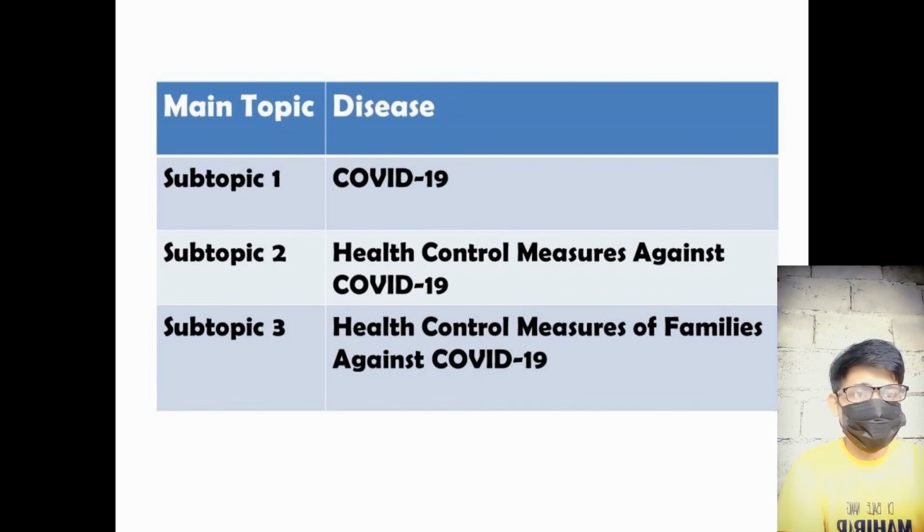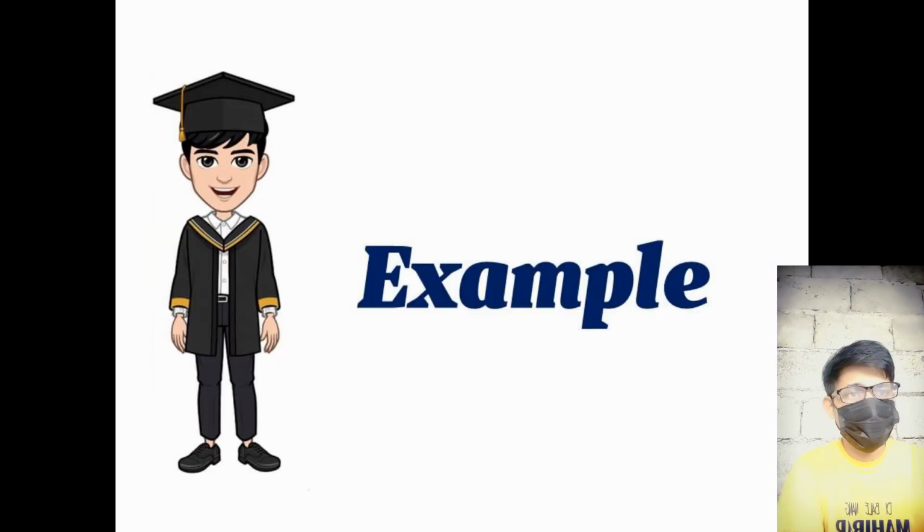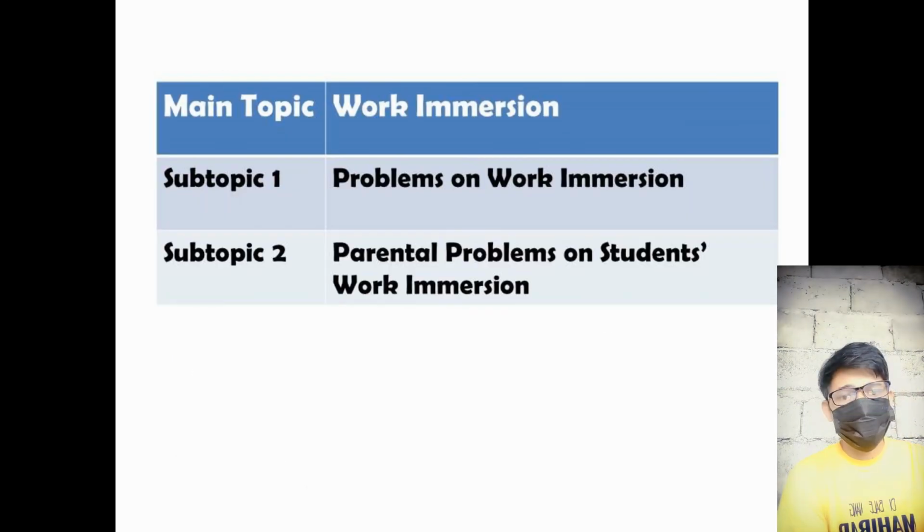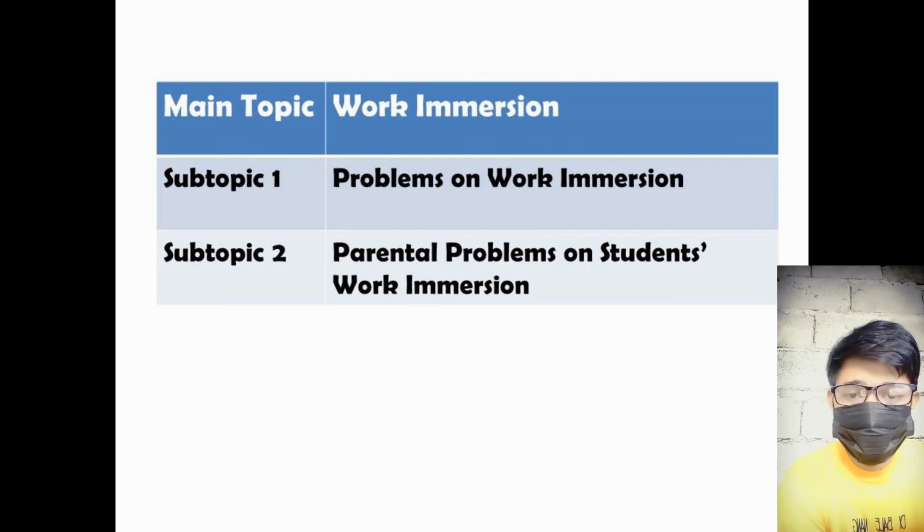Okay? And so we have here another example. Your main topic is about work immersion, and work immersion is considered to be a broad topic, because what particular part of work immersion are you going to deal with in your research? So you have your subtopic 1. You will deal on the problems on work immersion. Still, it is broad. Whose problems will you deal on about work immersion, or will you study?